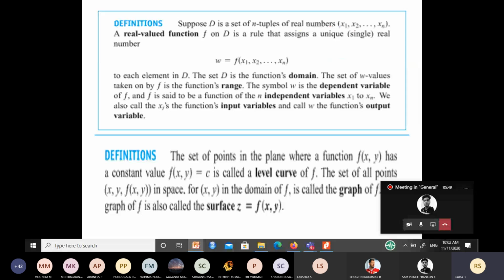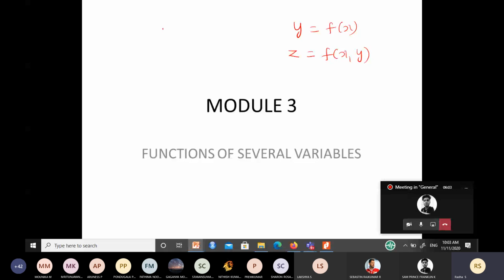See the definition they have given in general. Suppose D is a set of n tuples, right? I think you know what you mean by R square. What is R square? I'll write it here. First of all, what is R? R is the set of real numbers.